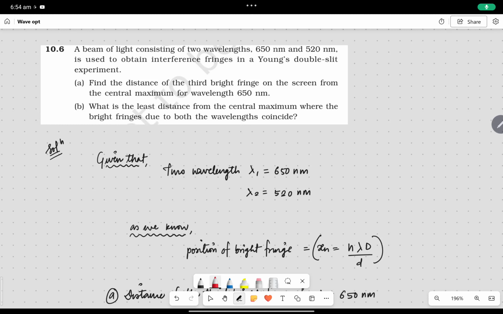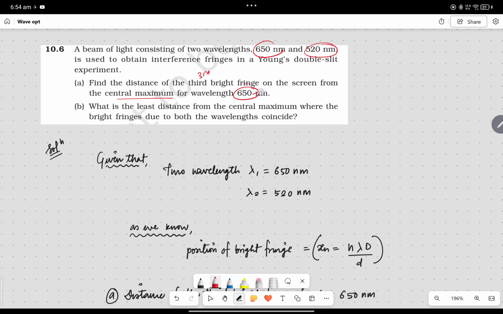So we have question number 10.6. The question says a beam of light consisting of two wavelengths, 650 nanometer and 520 nanometer, is used to obtain interference fringes in a Young's double slit experiment. Find the distance of the third bright fringe on the screen from the central maximum for wavelength 650 nanometer, right?